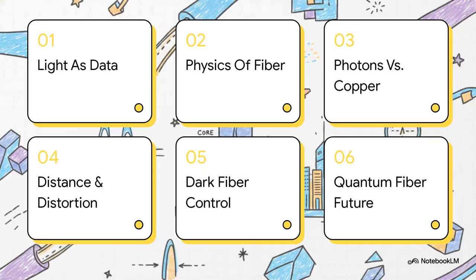Here's our roadmap for today's explainer: light as digital data, the physics of fiber, photons versus legacy copper, overcoming distance and distortion, dark fiber control, and finally, the quantum fiber future. All right, let's get right into it.